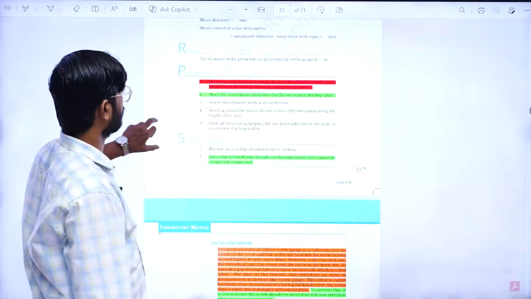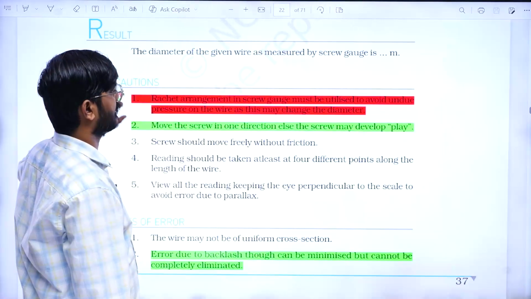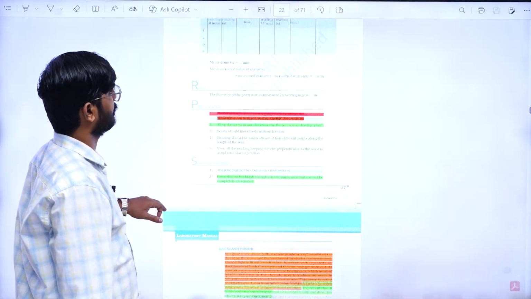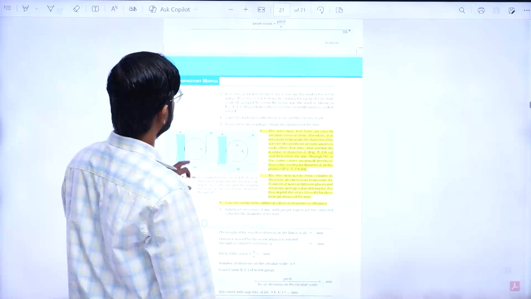Then the ratchet arrangement in the screw gauge must be utilized to avoid undue pressure on the wire. This may change the diameter. So you have to move it.